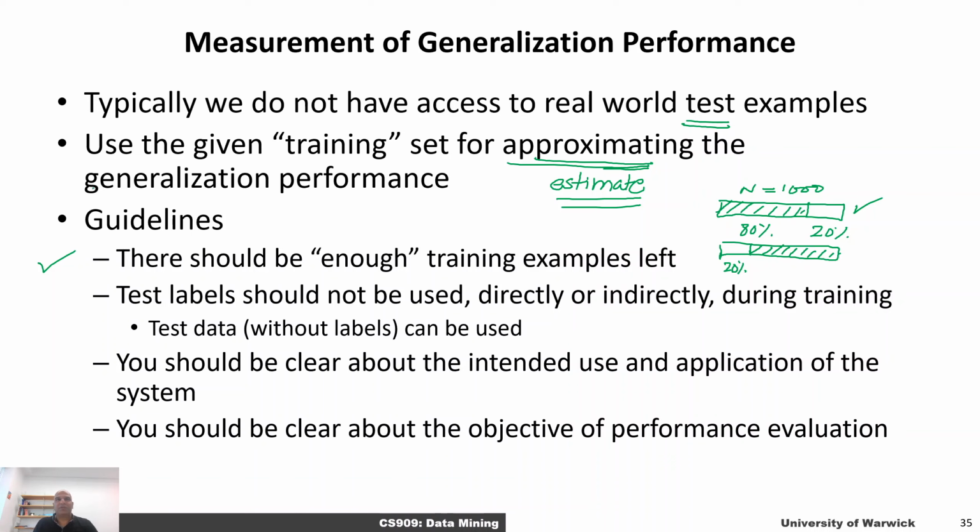Okay, so there should be enough training and test examples or validation examples left for you to be able to analyze the performance of your classifier. The next guideline is the test labels should not be used directly or indirectly during training. So whatever test set you have, whatever validation set you have, you're not to use those labels for training the classifier, or any other machine learning model. So this holds in general.